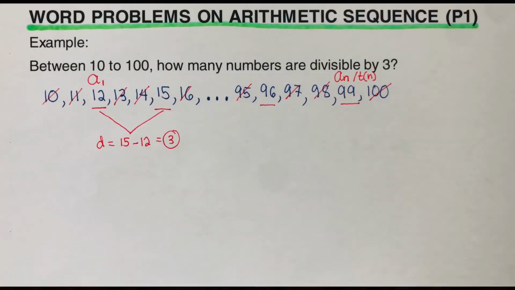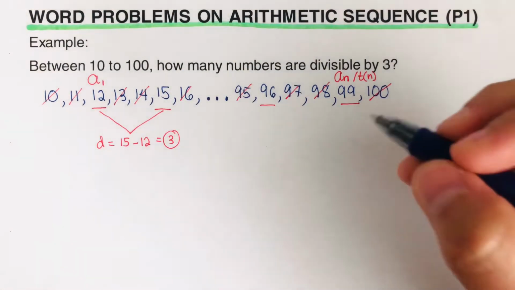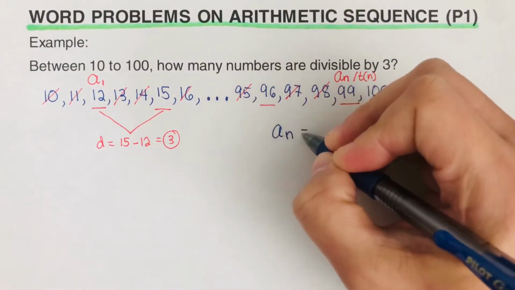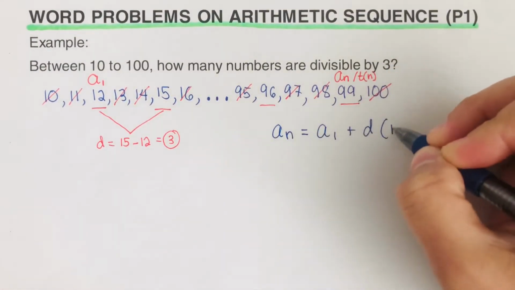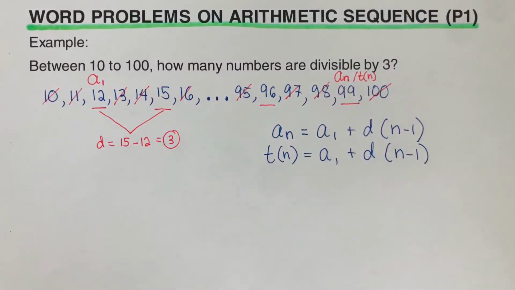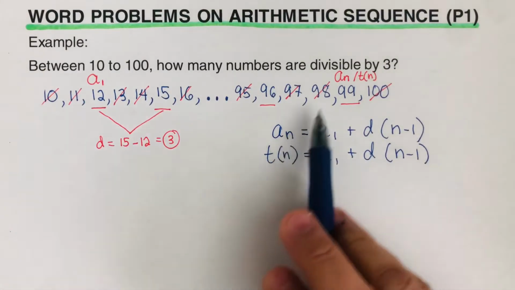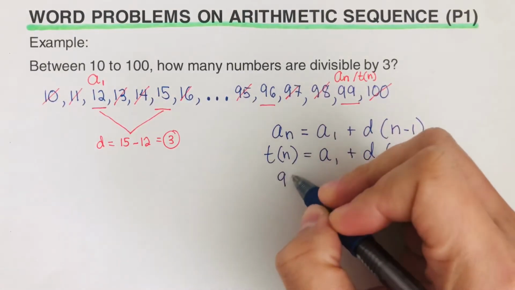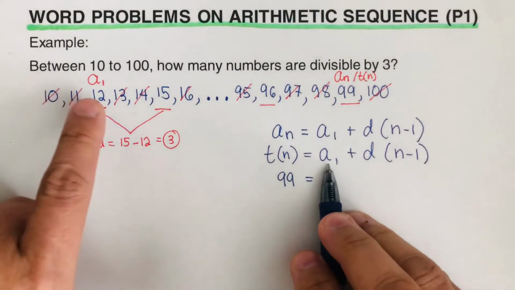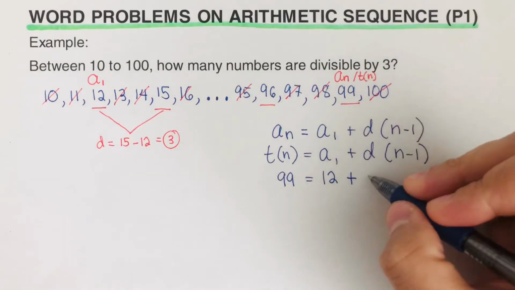The second step is to plug the values we already found into the equation and solve for n, where n represents the number of terms. The equation could be either of these two, so we're going to plug it in. Our t sub n or a sub n is 99. So I'm going to write 99 is equal to our a sub 1, which was 12, plus the difference, which is 3.